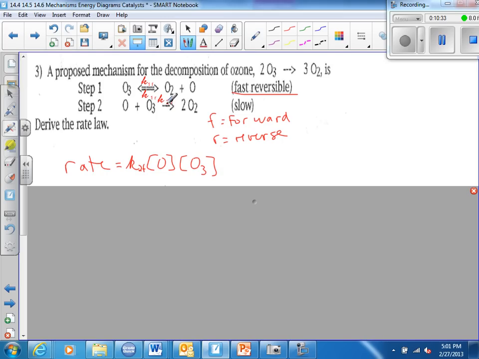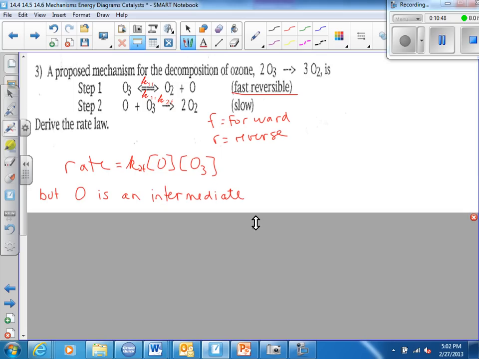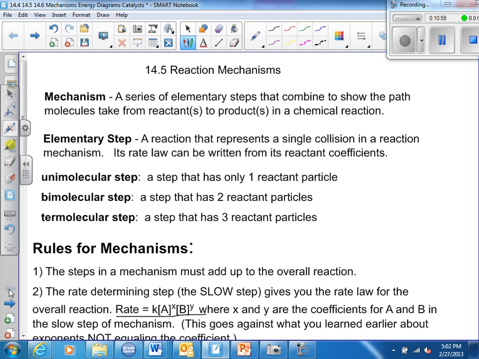And then I have K2 forward, which is step 2, the rate constant for the forward reaction. So the rate for this would be K2F times O times O3. That's what we've learned. Looks okay. We got a problem. O is an intermediate. It's not in the overall reaction. It appears here, is later used up.